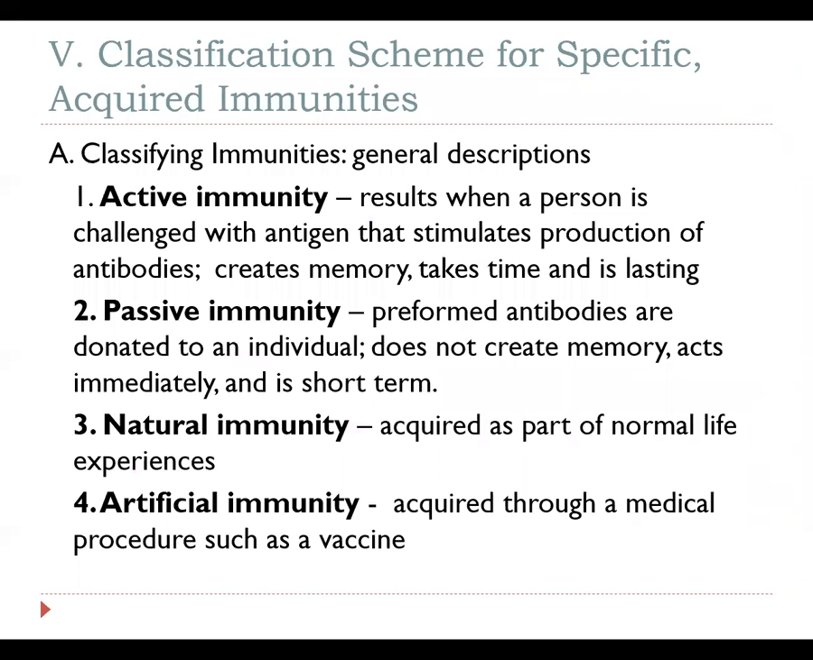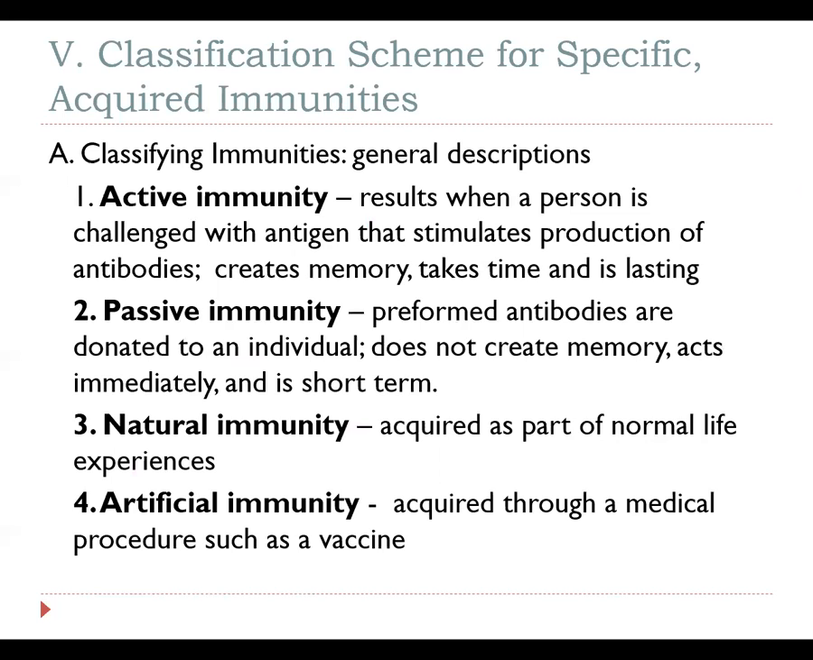Now that we have gone through the activation process associated with your third line of defense, we should also classify your specific and acquired immunities, which actually are coming from your third line of defense. So to introduce you to a few terms, we'll then put these terms together to describe different forms of immunity. First of all, you can have active immunity. Active immunity basically creates memory. Active immunity takes time and is long-lasting.